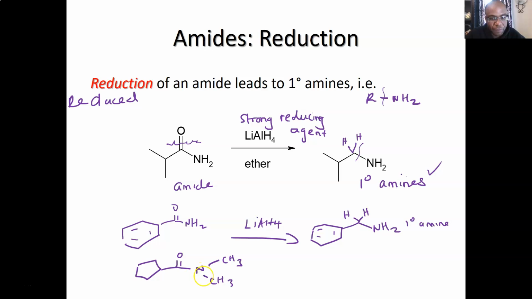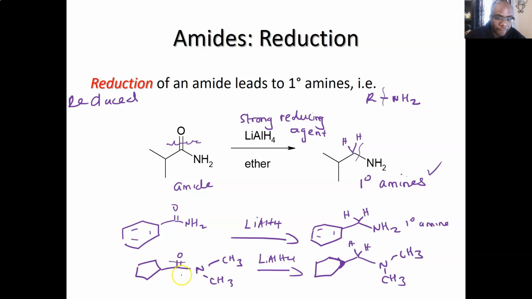If you have this amide and you're doing lithium aluminum hydride, you're not going to end up with a primary amine, you end up with a tertiary amine, because simply put, just where the oxygen is, put two hydrides. You see, now the nitrogen is bound to a CH2, not a carbonyl. Anyway, this is a tertiary amine.